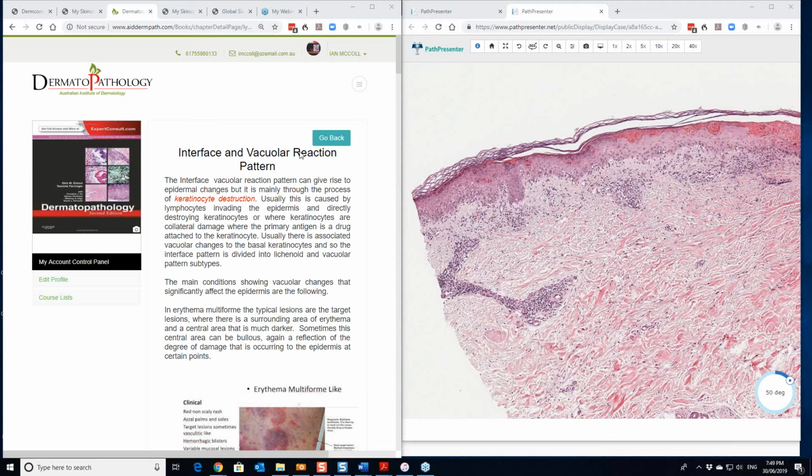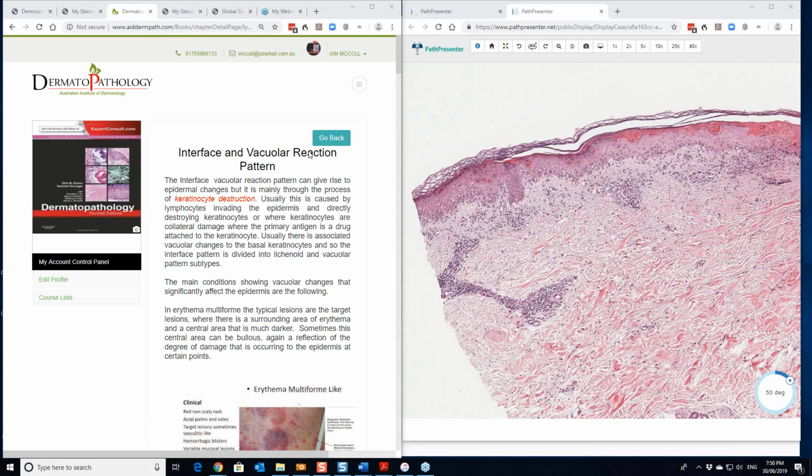Let's have a little look at the interface and vacuolar reaction pattern. Now, we've spoken before about conditions that give rise to epidermal changes, and usually that ends up as a red scaly disease. But there are some, and the pathology there is either psoriasiform or spongiotic. But the interface reaction pattern can also give rise to epidermal damage. And if it gives enough damage, you'll either get blisters or crusts, or occasionally some aspects of scale.